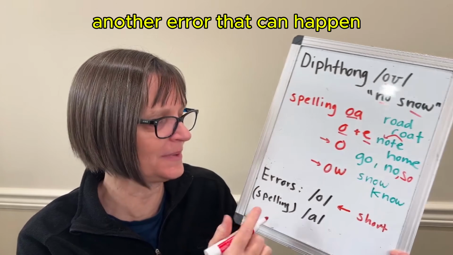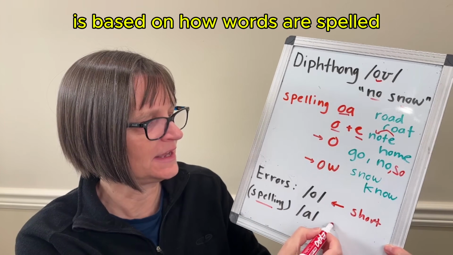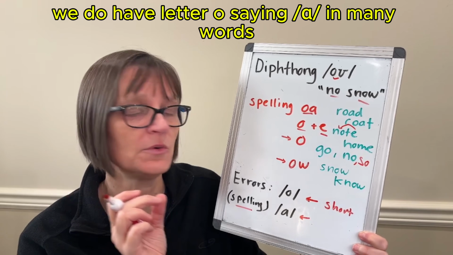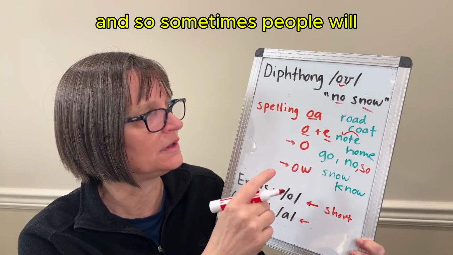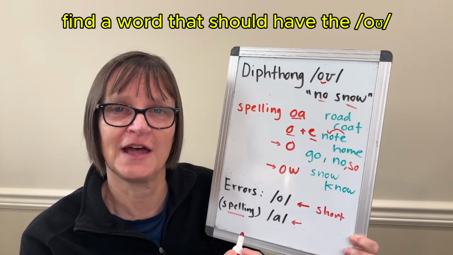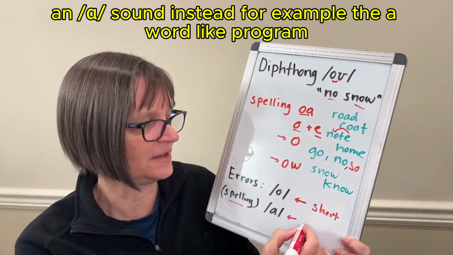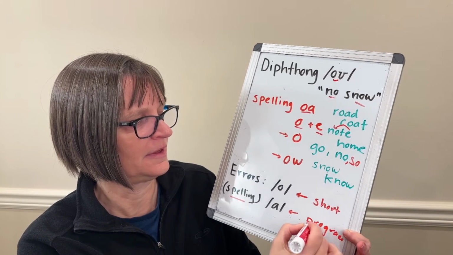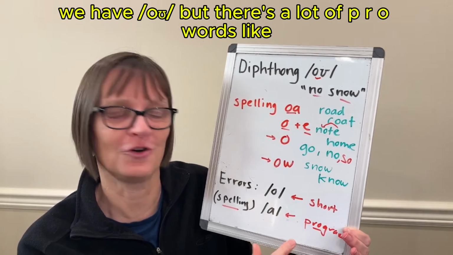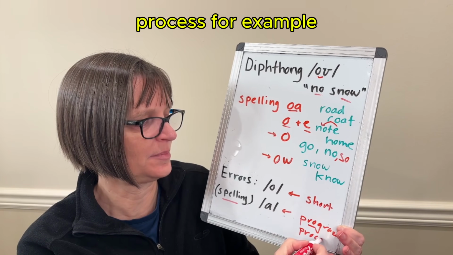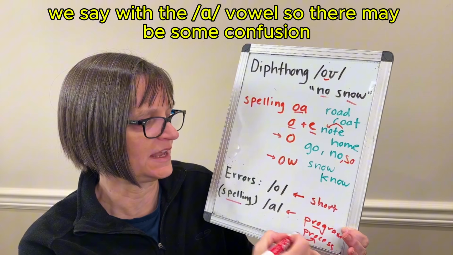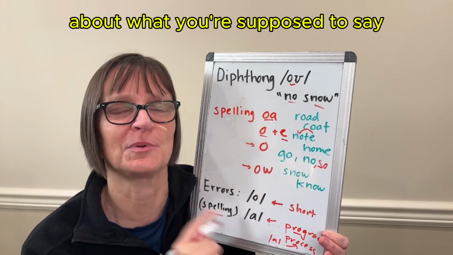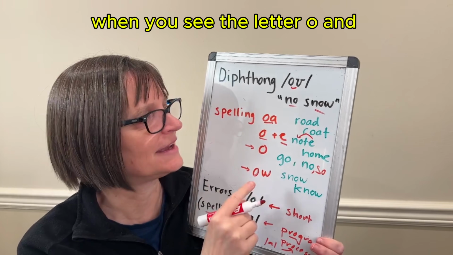Another error that can happen is based on how words are spelled. As you're learning English, we do have the letter O saying "ah" in many words, and so sometimes people will find a word that should have the O and they'll say an "ah" sound instead. For example, a word like "program", we have O, but there's a lot of PRO words like "process", for example, which in American English we say with the "ah" vowel. So there may be some confusion about what you're supposed to say when you see the letter O.